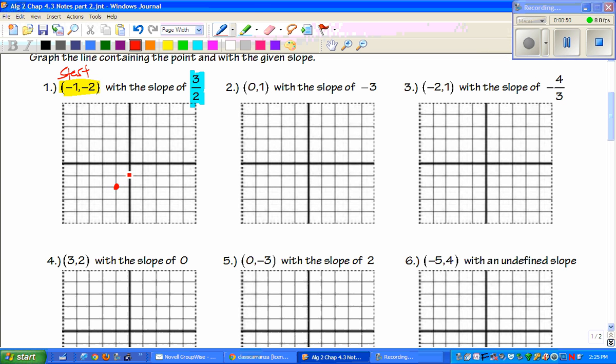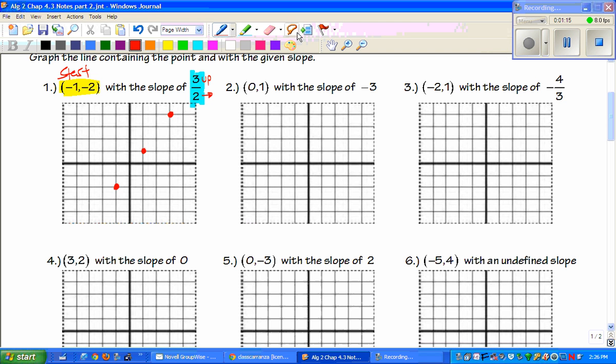and draw our point. From there, we follow the slope. This is a positive slope, so it means we go up 3 and we go to the right 2. So 1, 2, 3, 1, 2, plot your point. 1, 2, 3, 1, 2, plot your point, and there you go.